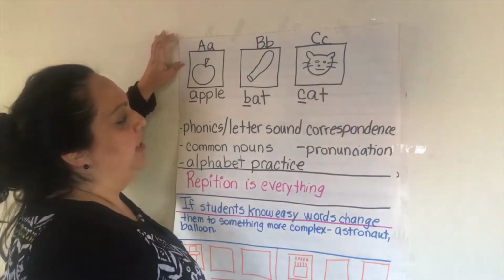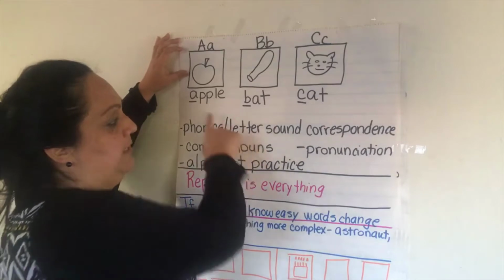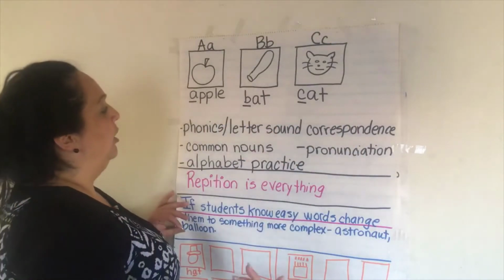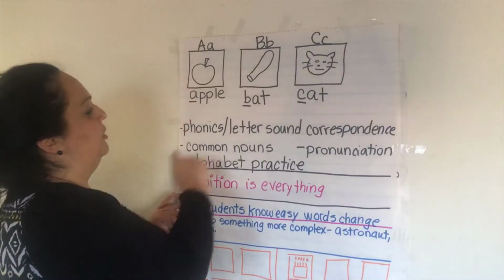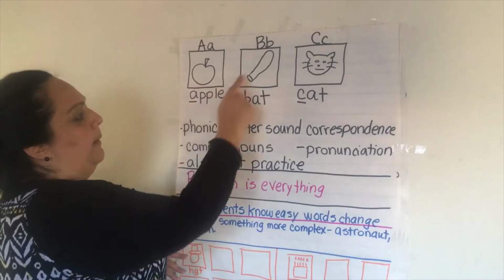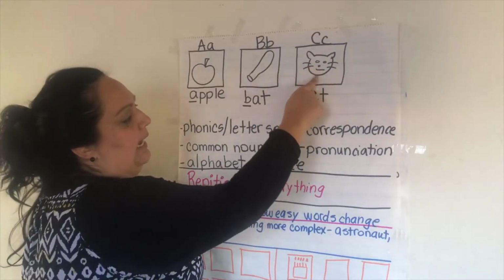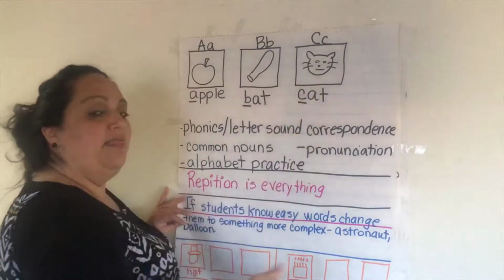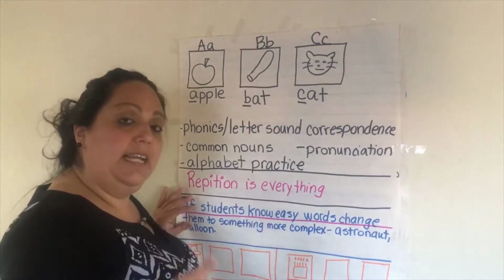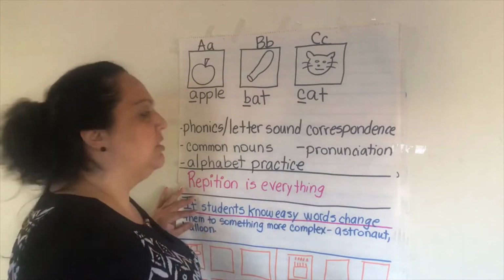So after you have your 5 or 6 letters, 5 or 6 pictures, and 5 or 6 of the actual words below, you and your newcomer or group of newcomers are going to do this. You're going to say apple, apple, A, bat, bat, B, cat, cat, C. Then when you're done, you're going to go back and say the letter sound. You're going to tell the kids, okay, we just did the letter names. Now we're going to do the letter sounds.